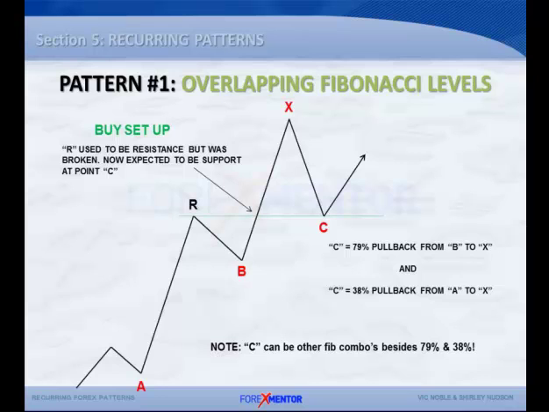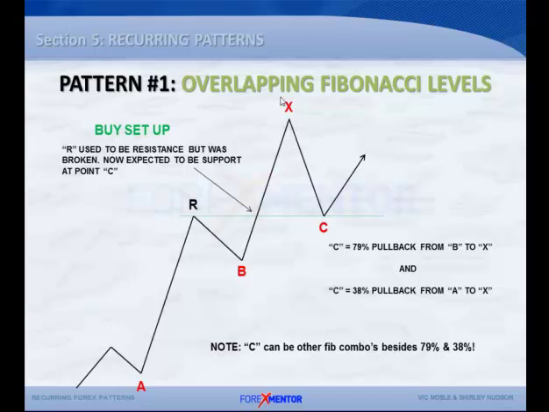As you can see, price is swinging higher from A up to this point R, down to B, up to X, and back down to C. Point X is what we would call the anchor point, and that's as high as price was able to go. It couldn't get anywhere past this point X here.